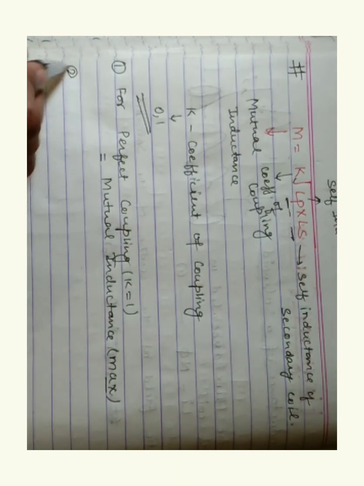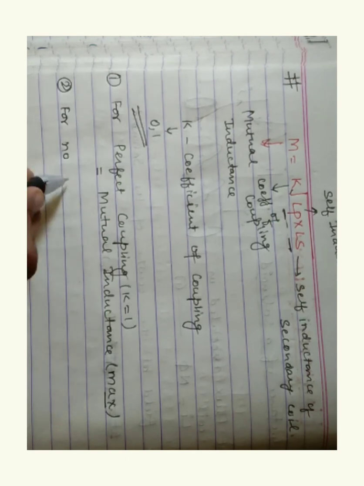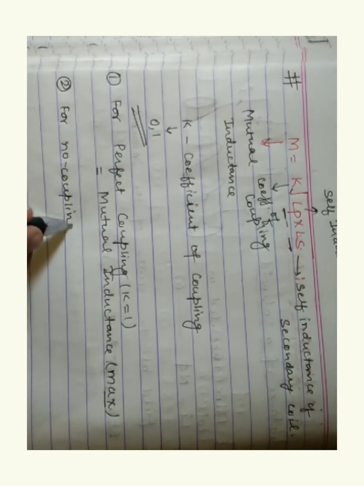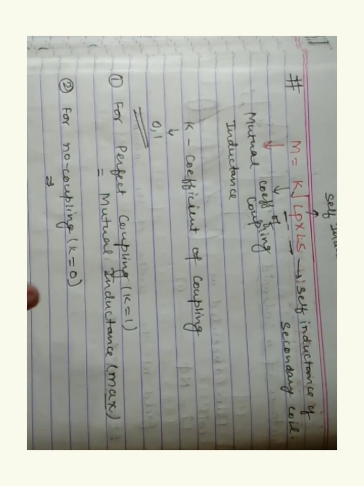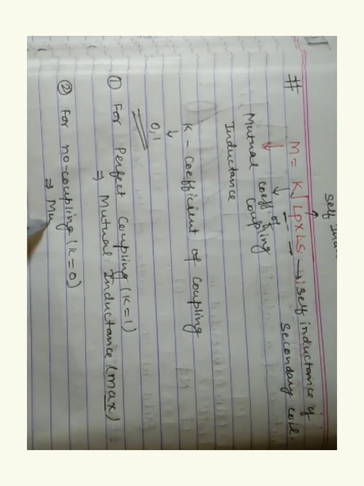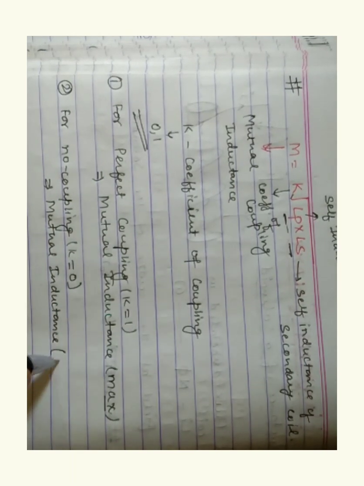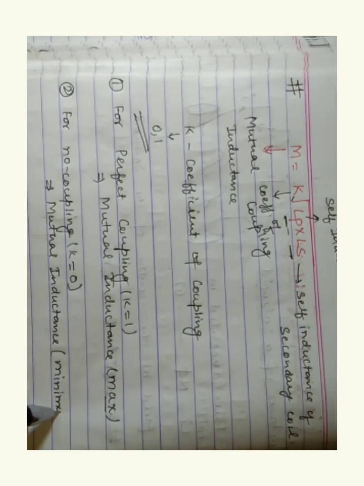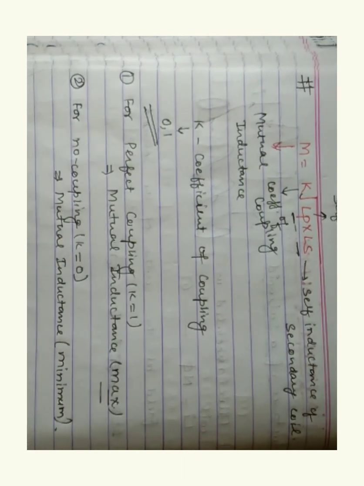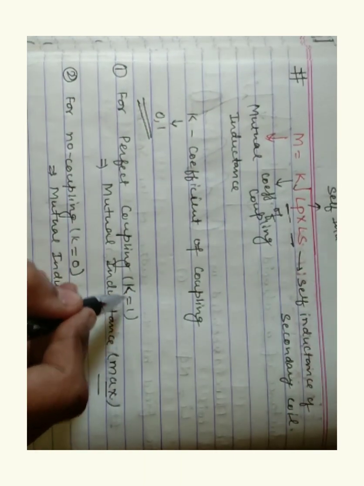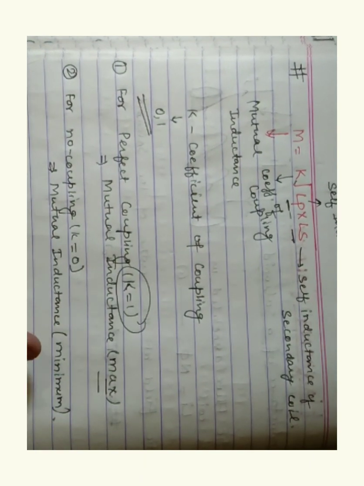For no coupling, k equals 0, that is no coupling, and the mutual inductance is minimum, that is 0. So the mutual inductance is maximum when there is perfect coupling and k equals 1, and when k equals 0, the mutual inductance is minimum.